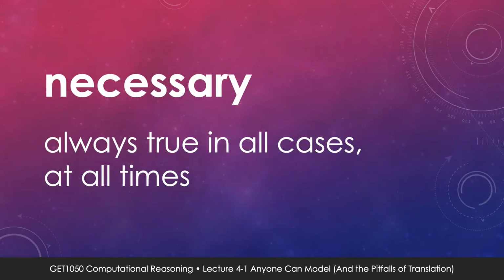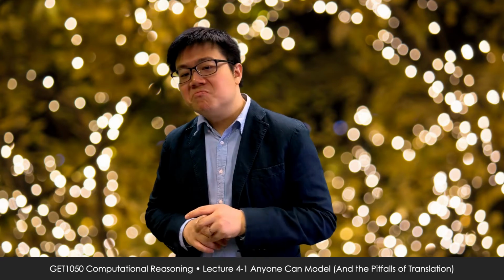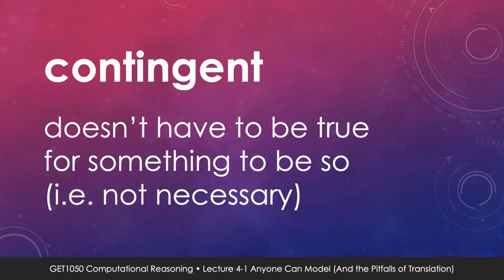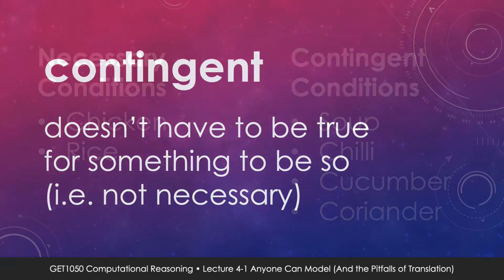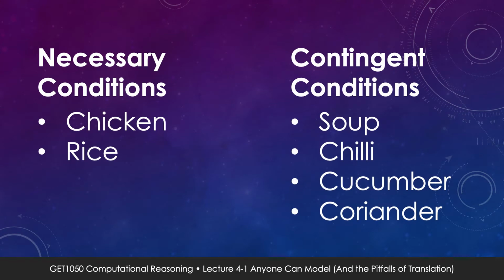We use the conceptual tool of necessary to check whether a condition must always be true for something to be so. Now, you notice some pictures got sliced cucumbers, some have chili, some have a bowl of soup. Are they necessary to Hainanese chicken rice? Not really, yeah. They're what we call contingent factors, yeah. They're contingent conditions. Contingent means that the condition is not necessarily true for something to be so. So we don't need them for our chicken and rice to be Hainanese. All that's necessary is the presence of chicken and rice.